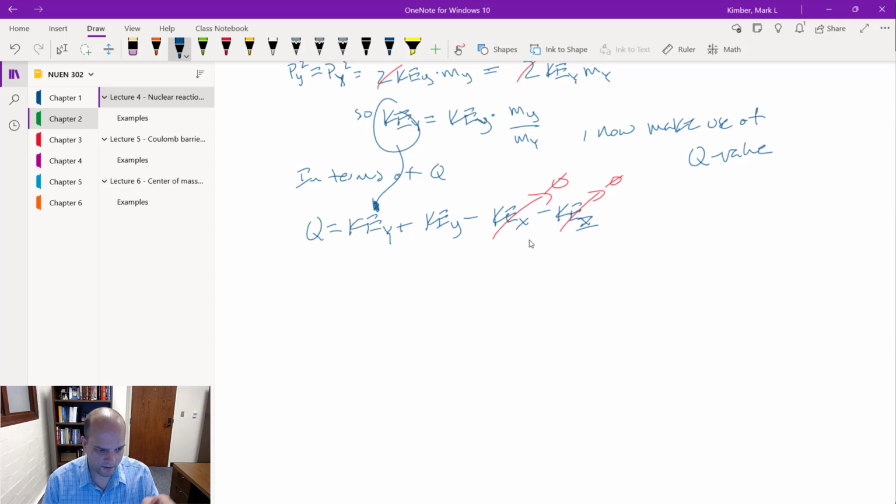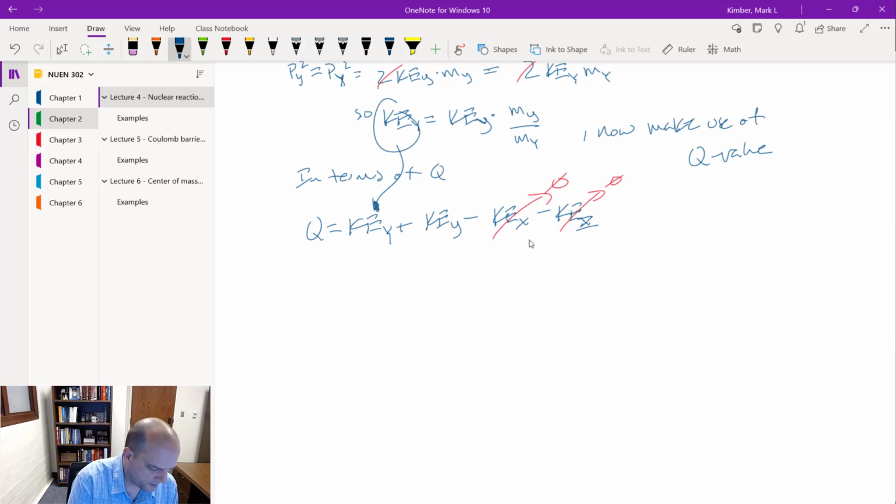But so I can now find the Q value, up until the last example. I can find the Q value one of 3 different ways, but I don't know the kinetic energy, so that's only 2 ways. I could do the binding energies, or I could do the mass. And now I want to use the Q value to help me find those kinetic energies.